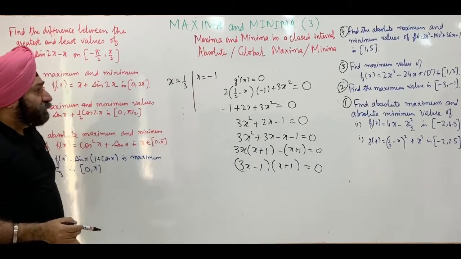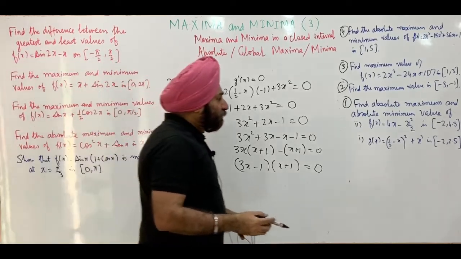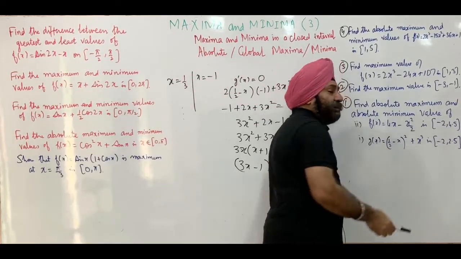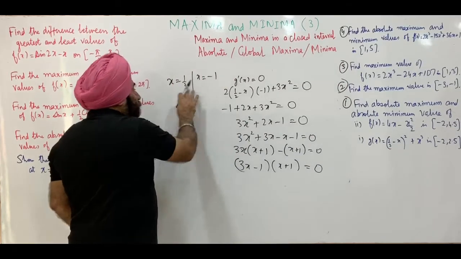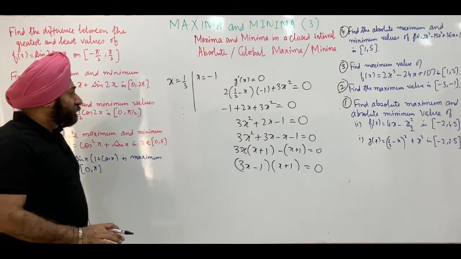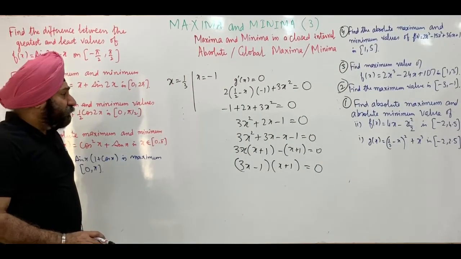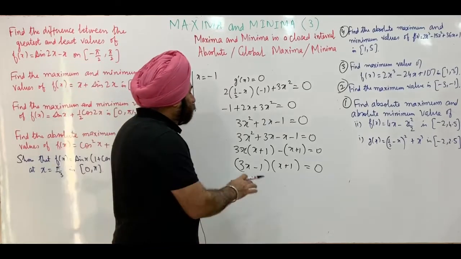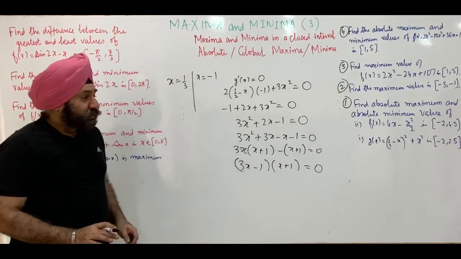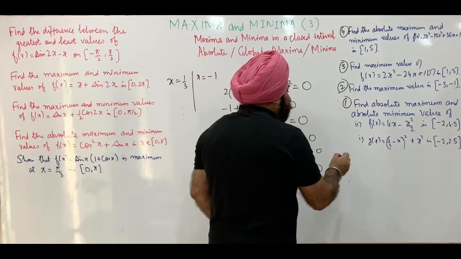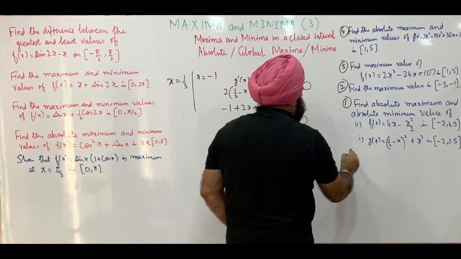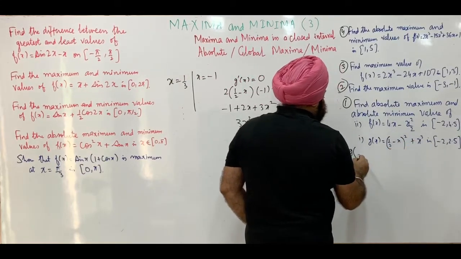X is 1 by 3 and x is minus 1. Both the values lie in this interval. So we keep both the critical points under consideration. Next, no need to find out the second order derivative here. Instead we find out the value of function g of x at the starting point of the interval.